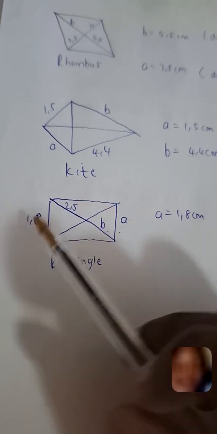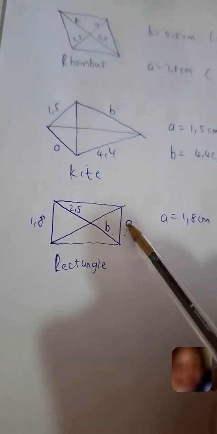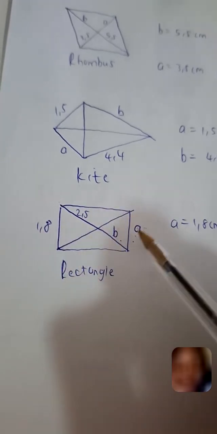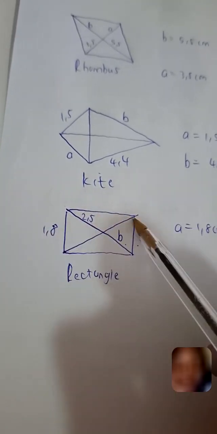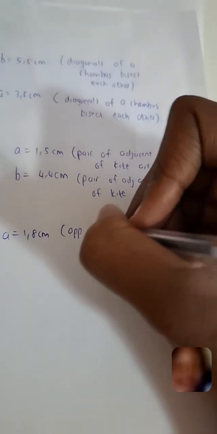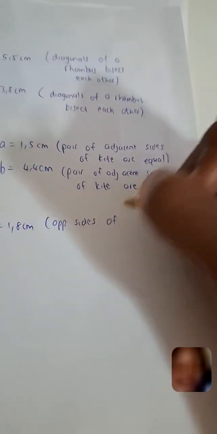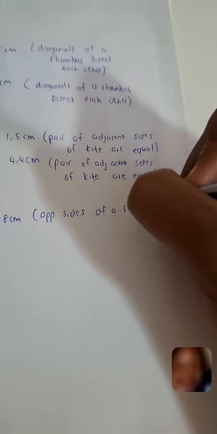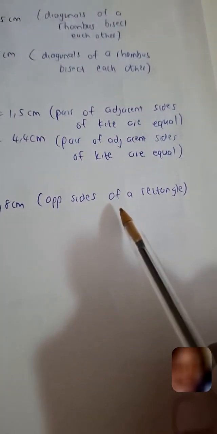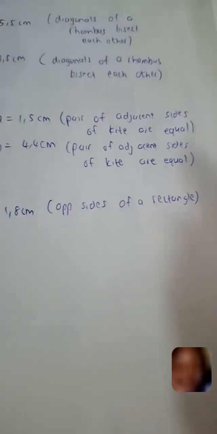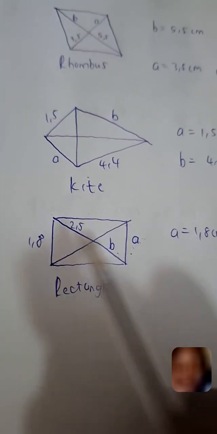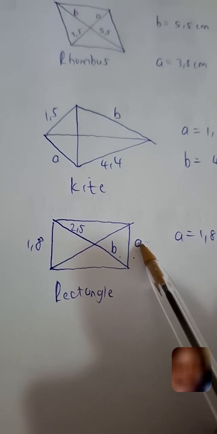What are these for a rectangle? This side is opposite this one. So A is 1.8. Our reason is: opposite sides of a rectangle are equal. Okay, so what you said basically, a pair of opposite sides of a rectangle, is also fine. You said it correctly. In a rectangle, the pair of opposite sides are equal. So you were right.